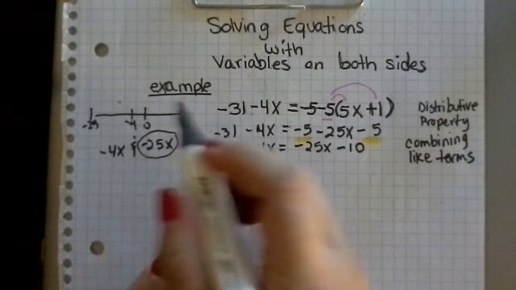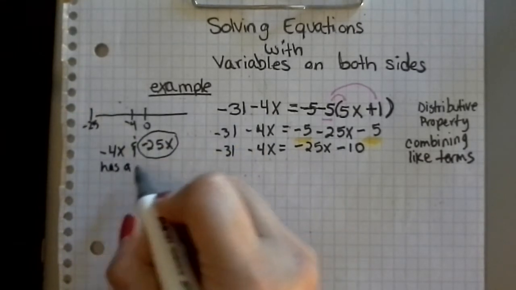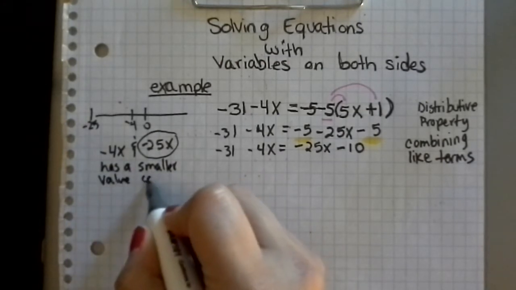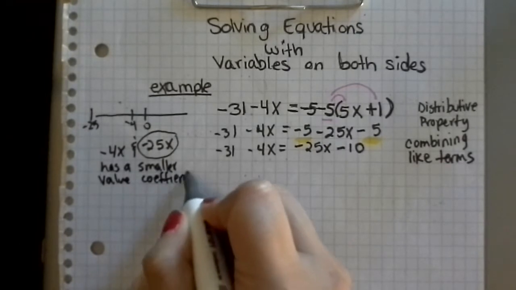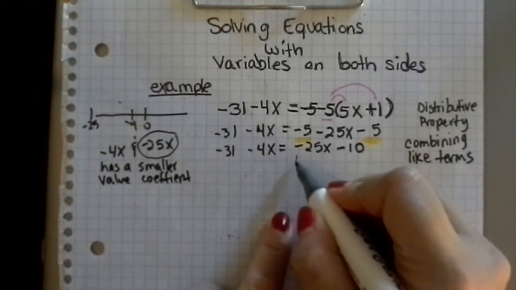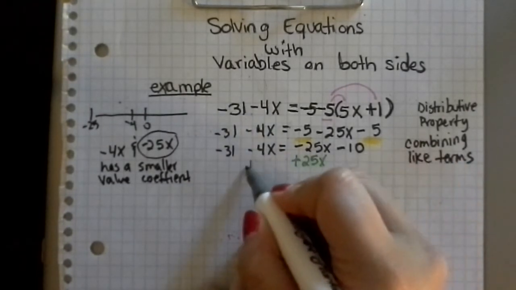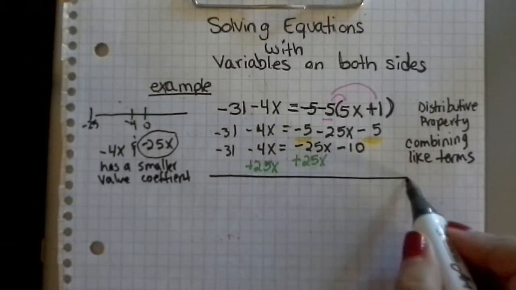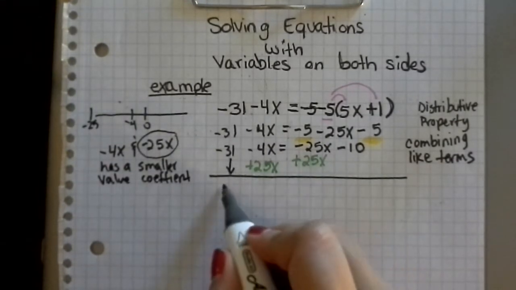This one is smaller, has a smaller coefficient. So therefore I'm going to add 25x to both sides. I do this because I like to work with positive coefficients in front of the x once I'm done doing this move. So I'm going to go ahead and add 25x to both sides. Draw my line, keep everything together. Okay, didn't do anything to this, so bring it down.